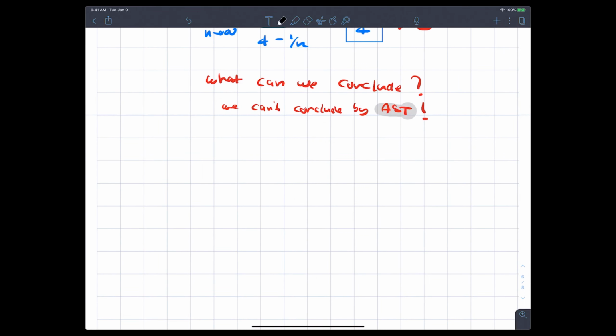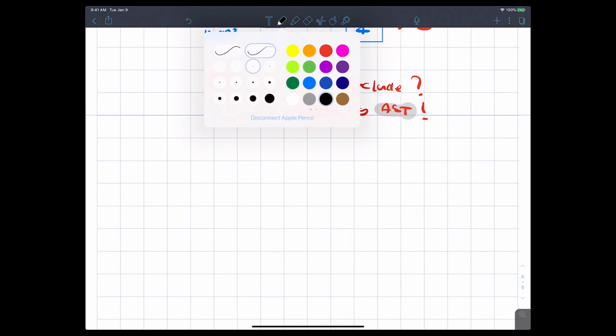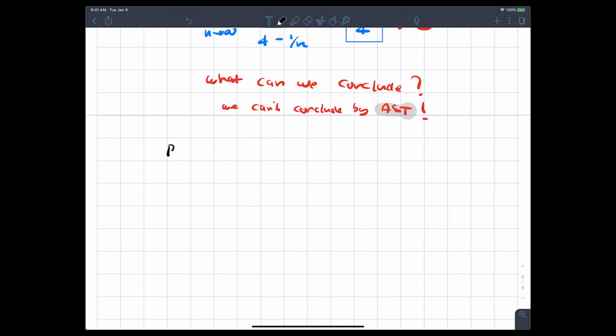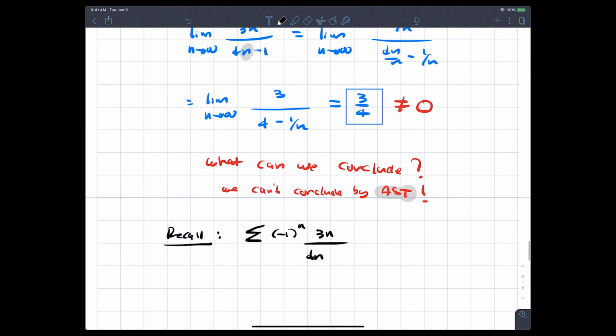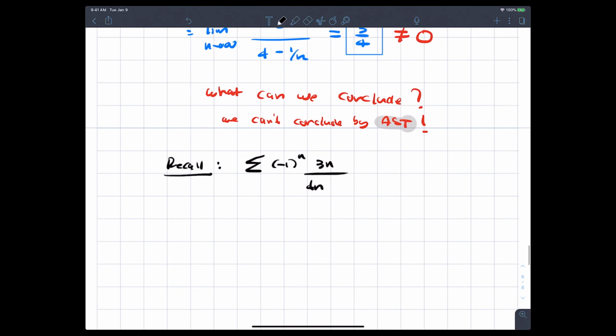The reason I bring this up is because I'm going to go back to the first or the second set on series. I want you guys to recall something here because this is very clever. The series they gave us, what was that? -1 to the n. I believe it's 3n over 4n minus 1. Yeah, I guess that's the original series here.